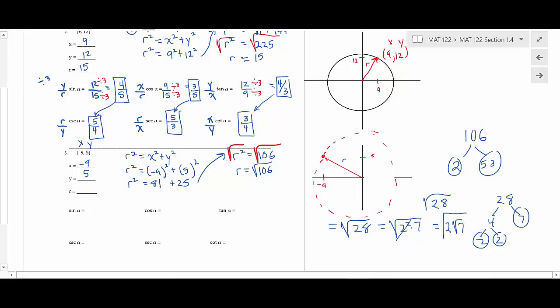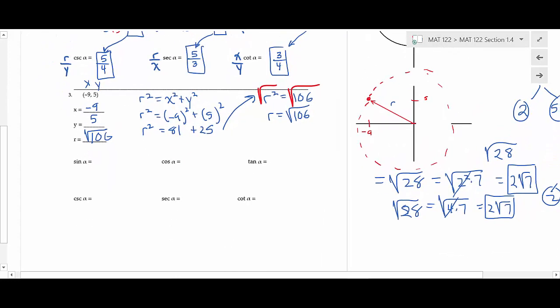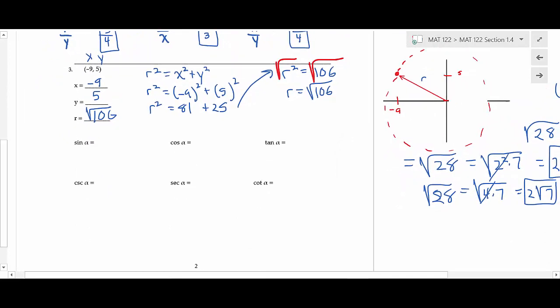So you would end up having that simplified form. Or you may have just done it this way. You can see in your head that 28 is 4 times 7, and the square root of 4 is 2, so that comes out of the radical. You're going to do that from time to time when you're doing these problems. So we're going to have r is square root of 106, and now we're ready to go through and finish that. So you do want to brush up on how to simplify radicals. You're going to do that quite a bit in this semester.